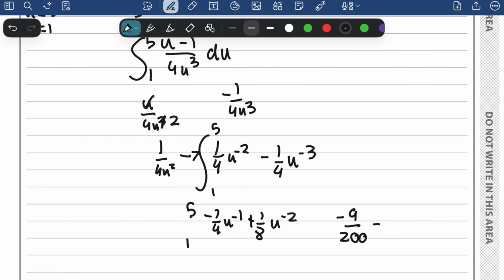And then subbing in 1, we get minus a quarter times 1 to the minus 1 plus 1 over 8 times 1 to the minus 2. And we get minus 1 over 8. So minus 9 over 200 minus minus 1 over 8, which then gives us 2 over 25.